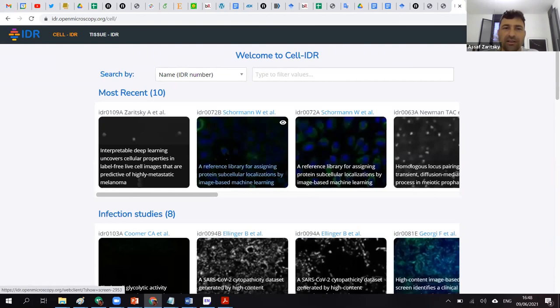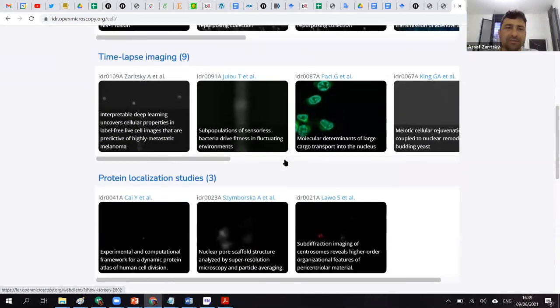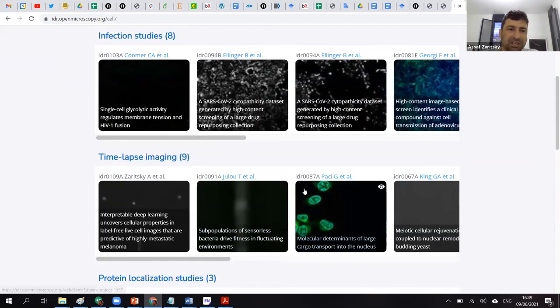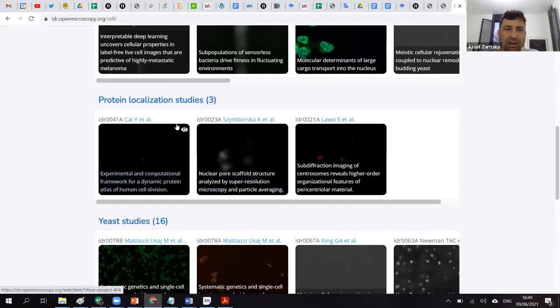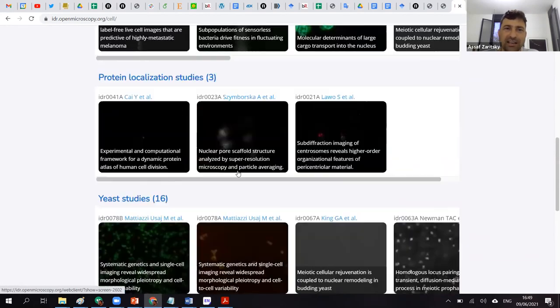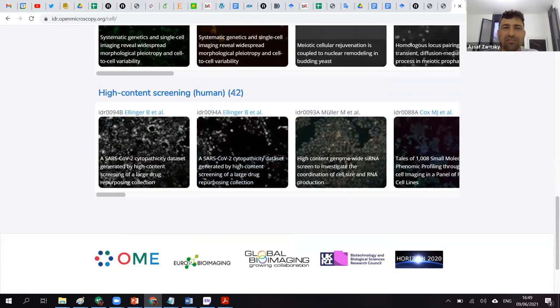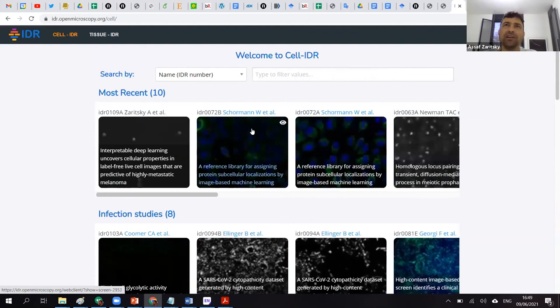And you can go here and see all these data sets, and you can start filtering by different things, right? Time lapse imaging, protein localization, yeast, which is the model system, high content screening in humans, etc. And this is the number of studies, the number of papers, of data sets. Now, the IDR has a very clear strategy. They first decide if your data is worth depositing, again, because it's a lot of data.